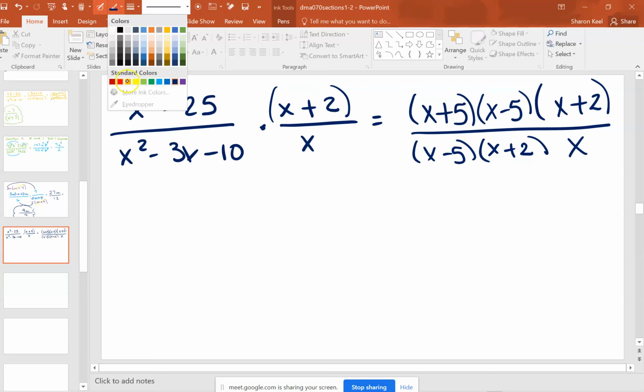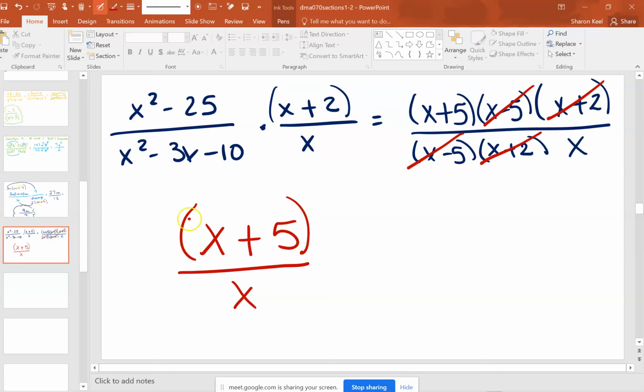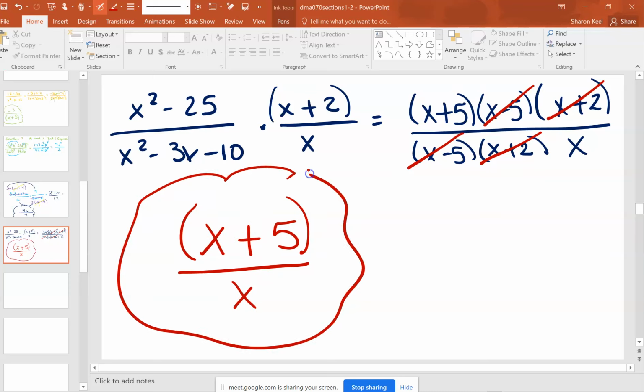Now I'm going to look and see what can I cancel. I have a x plus 2 that matches, and x minus 5 that matches. So what I have left is an x plus 5 on top and a single x on bottom. Again, that does not cancel out. Put a parenthesis around this. This is a unit. So this does not cancel with anything above. Okay, and that would be your final solution.